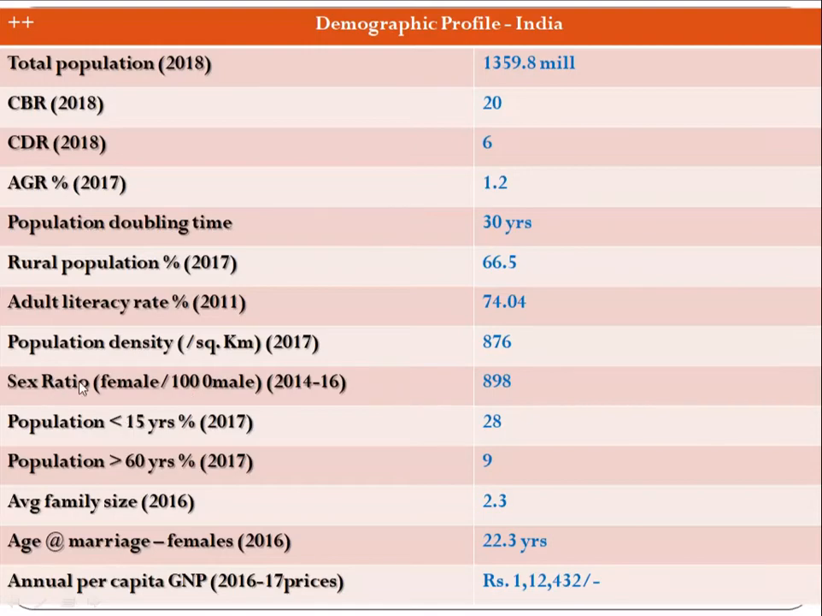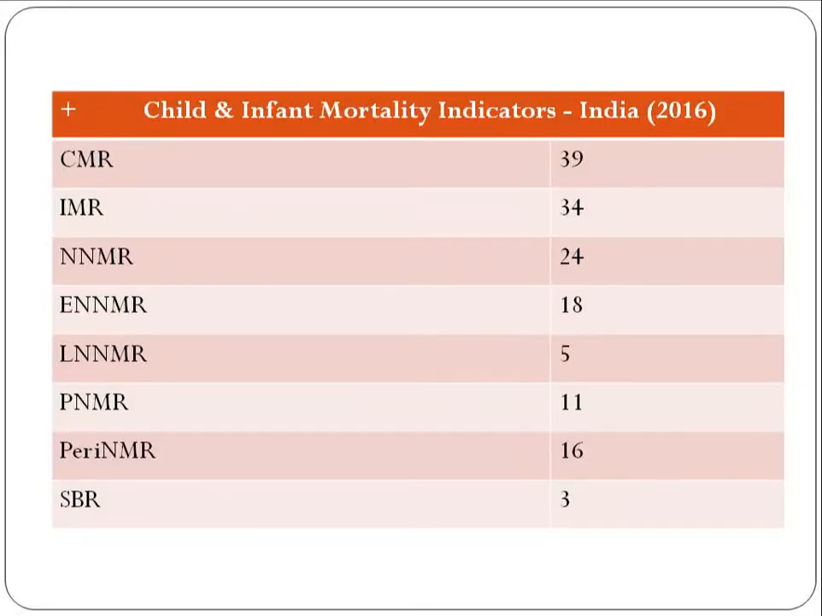The most worrying part is the sex ratio, which is coming down. 898, not even 900 per 1,000 males. In the previous census, this was a little more, 914 or 920 something. While we are increasing the adult literacy rate, we are decreasing the rural population. People are coming to the cities because there are no or fewer opportunities in the rural area. So this is something which is taken from your book. You must know what is the demographic profile of India and what are the indicators. This is also in your book.